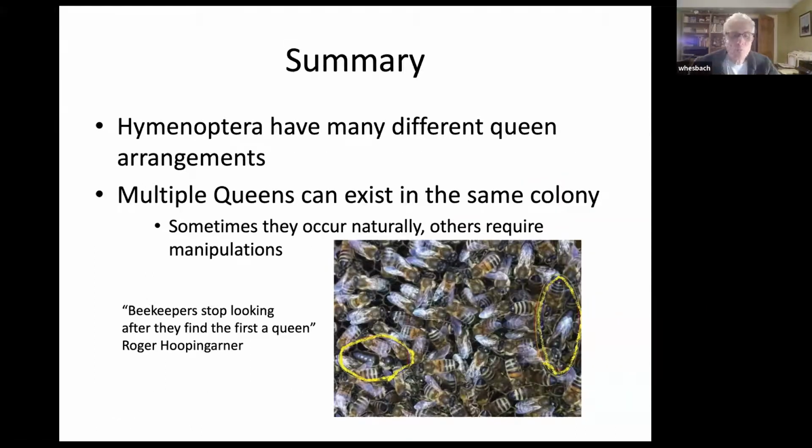All right, so just to summarize, and hopefully I've made the point that Hymenoptera can have many different queen arrangements, some naturally in other species of Hymenoptera, and that in a honeybee colony, multiple queens can exist and often do.